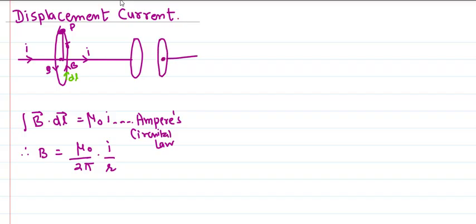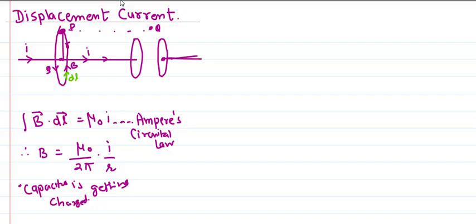So I've taken a capacitor over here with two circular plates, and this current is increasing in this direction, and therefore this capacitor is getting charged. And now let us say I am interested in finding out the magnetic field at point Q over here, which is between these plates.